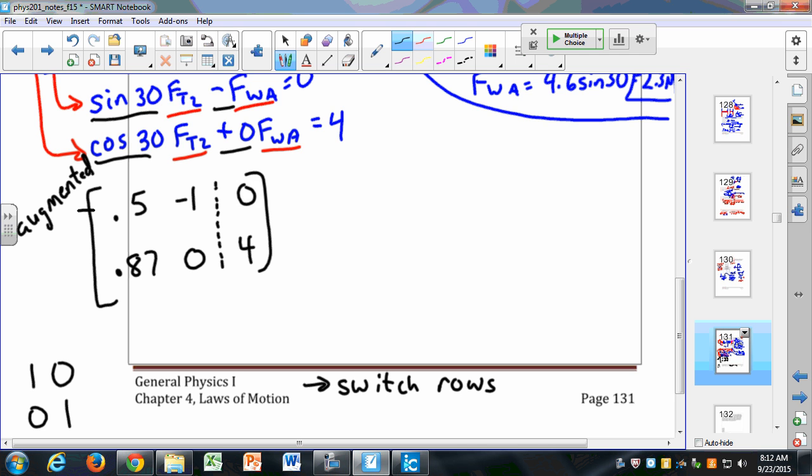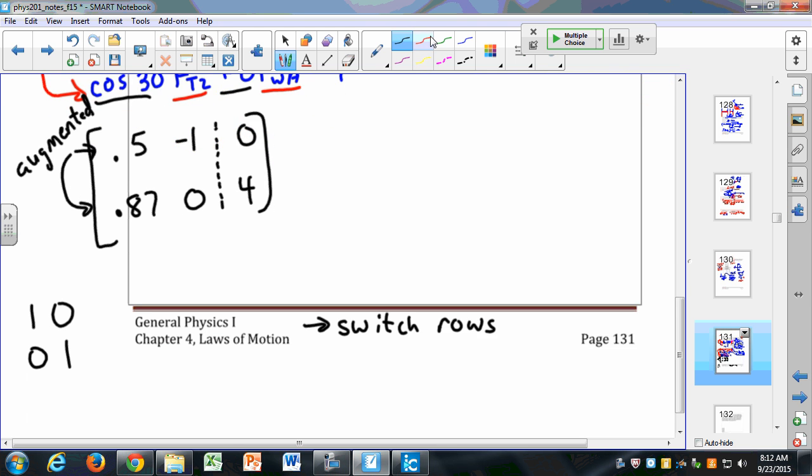That means I can take one row and switch it with another row, just switch their places. So I can switch rows. I can multiply a row or divide a row by a constant value. For example, I could take row 1 and divide it by 2. Then that would be 0.25, -1/2, 0 in row 1. Just divide every number by 2. Or I can multiply every number by 2. So I'd have 1, -2, 0.